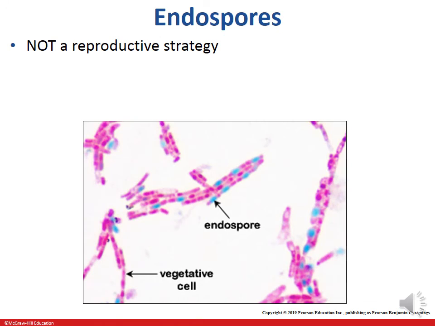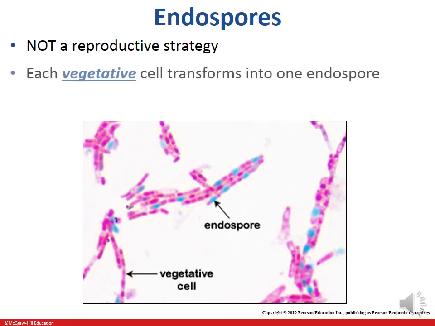So again, we keep mentioning this is not reproductive, even though it copies the DNA. And why it's not reproductive is because you don't end up with more cells than you had originally. What happens is an actively growing cell for bacteria is usually referred to as a vegetative cell. I know that sounds counterintuitive by how we use that word when we describe patients. But a vegetative cell is an actively growing, living, metabolizing bacteria.